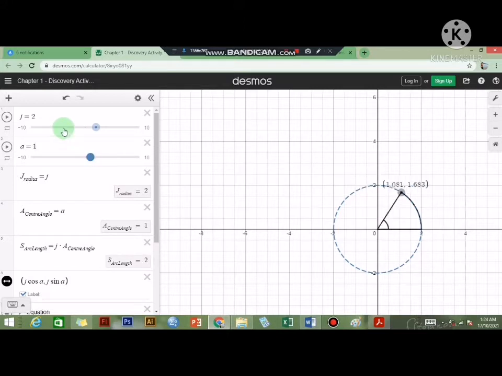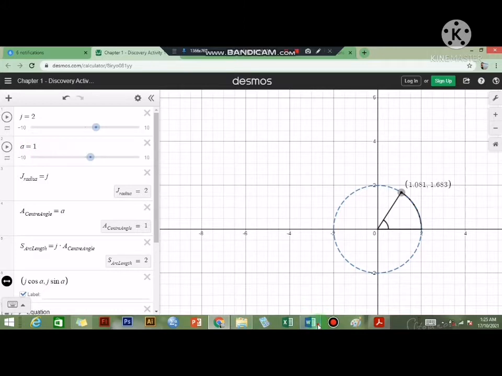Look at this one. The radius is 2 and the length of arc is also 2, which means the radius and length of arc are equal. So what happened to the angle? This angle is in the unit of radian and not in the unit of degree. Look at the angle. The angle is equal to 1, so it means 1 radian.